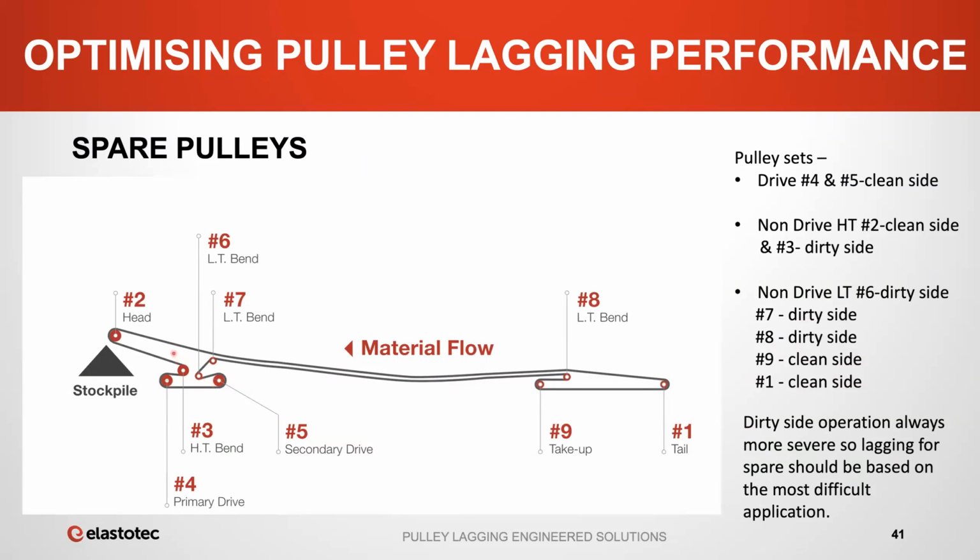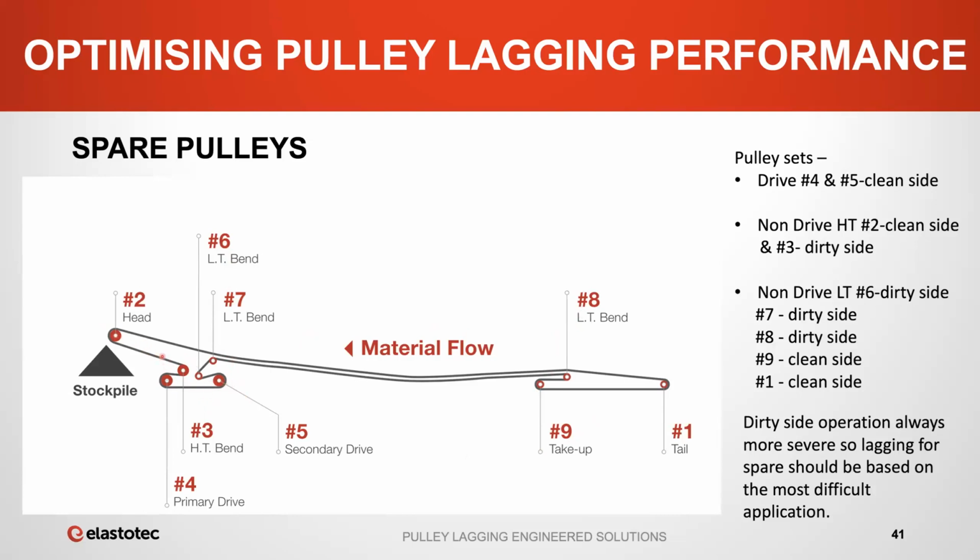We have the high tension non-drive pulleys, which is the head pulley, number 2, and the high tension bend, which is number 3. And then we have the low tension non-drive pulleys, which is numbers 6, 7, 8, 9, and 1. The 2 drive pulleys, the lagging is the same. So the spare would have the same lagging. It's 25mm hot vulcanized ceramic.